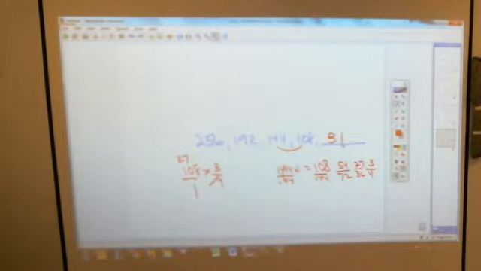Look at practice letter C. This gets a little confusing, so I hope I can do it.